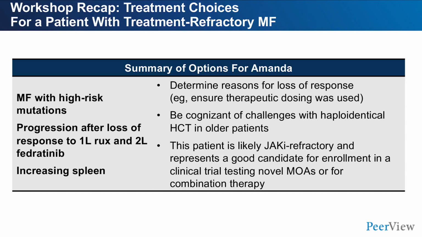Okay, so let's talk about treatment options for Amanda. She has treatment refractory myelofibrosis, and we really need to look at what determines reasons for loss of response. First and foremost, we have to ensure that this patient has been receiving therapeutic dosing with fedratinib or ruxolitinib. The things that I ask patients who are on ruxolitinib is, are you taking a proton pump inhibitor? Because actually the absorption of ruxolitinib goes down if you're taking a proton pump inhibitor. It has to be absorbed in an acidic environment.